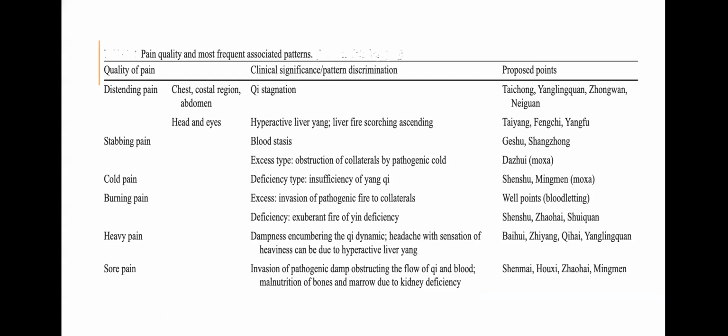If the quality of pain is heavy, its clinical significance is dampness encumbering the qi dynamic. Headache with a sensation of heaviness can be due to hyperactive liver yang. Here we can use Bai Hui, Ji Yang, Qi Hai, and Yang Ling Quan. If the quality of pain is sore, its indication is invasion of pathogenic damp obstructing the flow of qi and blood, and malnutrition of bones and marrow due to kidney deficiency. We can use the acupuncture points Shen Mai, Hao Shi, Shaohai, and Mingmen.